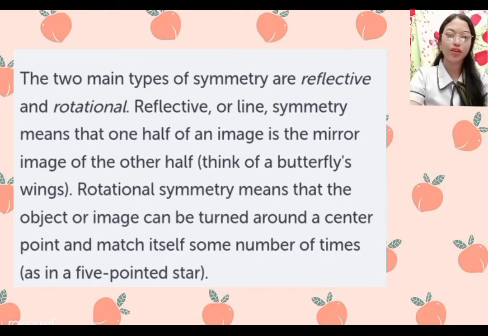The two main types of symmetry in nature are reflexive and rotational. Reflexive or line symmetry means that one half of an image is the mirror image of the other half, think of a butterfly's wings. While rotational symmetry means that the object or image can be turned around the center point and match itself some number of times, as in five-pointed stars.